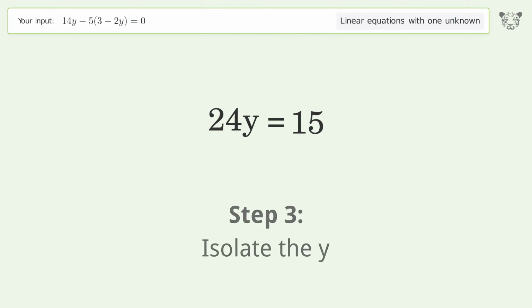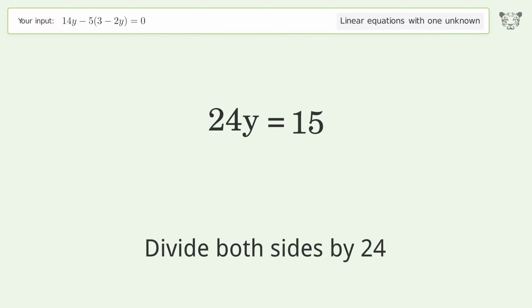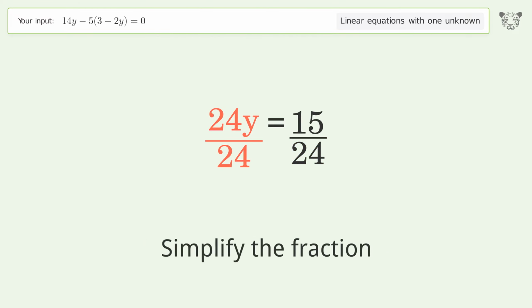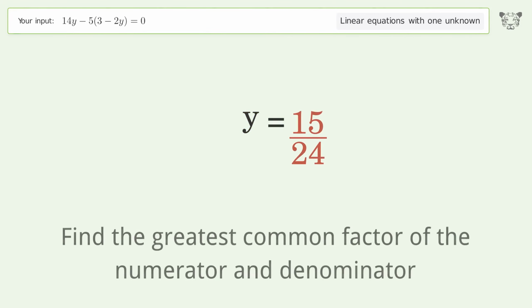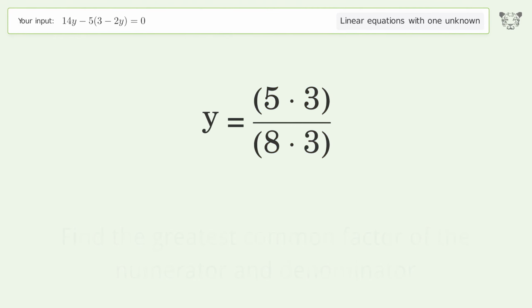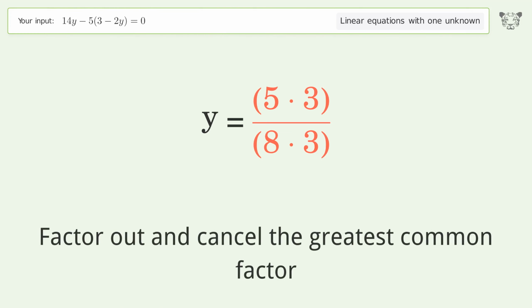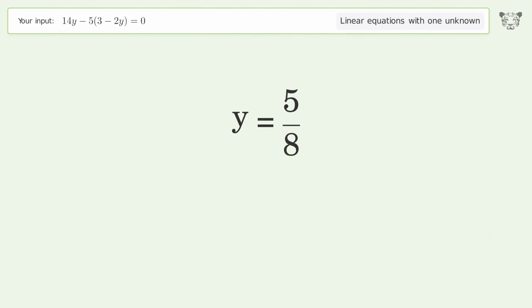Isolate the y. Divide both sides by 24. Simplify the fraction. Find the greatest common factor of the numerator and denominator. Factor out and cancel the greatest common factor. And so the final result is y equals 5/8.